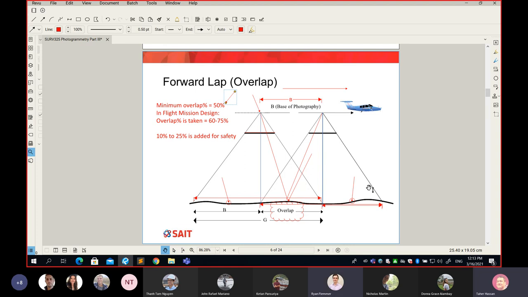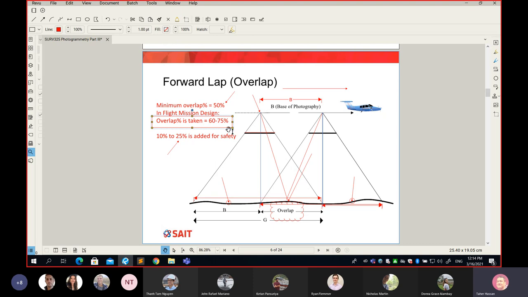Some areas are missed. That's why, bottom line, although 50% is the minimum, we never go with the minimum because we need to have safety. And so we add between 10% to 25% for safety. And that's why in my design, finally, I set my overlap percentage to 60 to 75%.